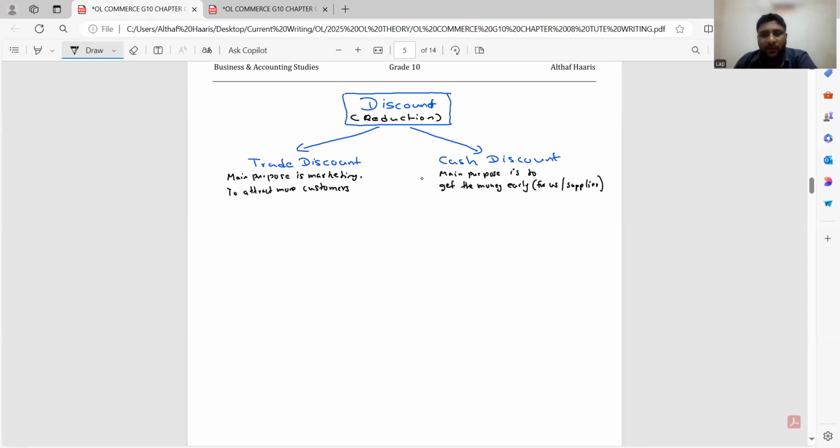Okay, now listen carefully. This trade discount is there, no? Trade discount also has 2 types. Can any student tell me what are those two types? Trade discounts also there are two types. Any student? Can you all tell me what are those two types? Very simple, no people. One student is giving me the answer.